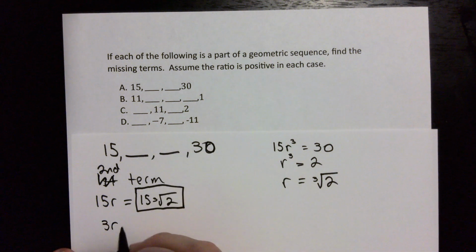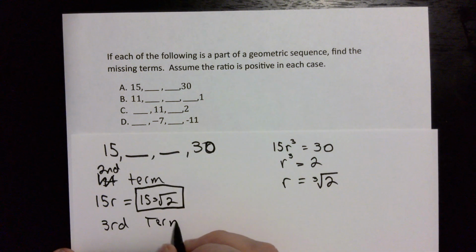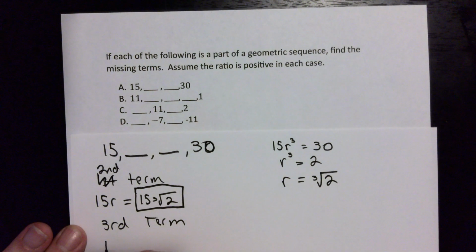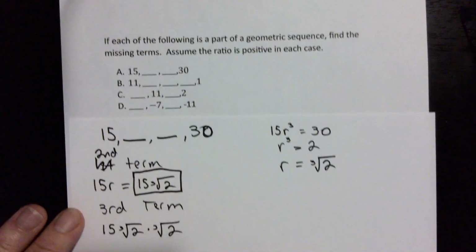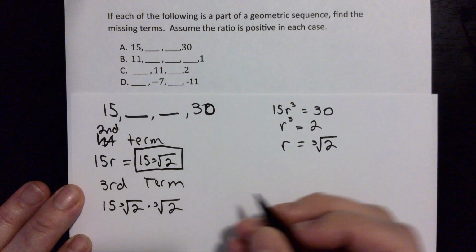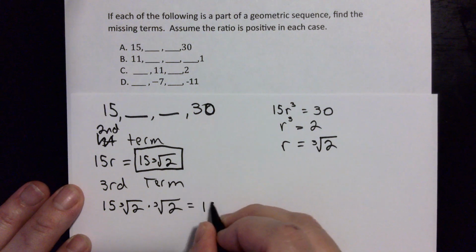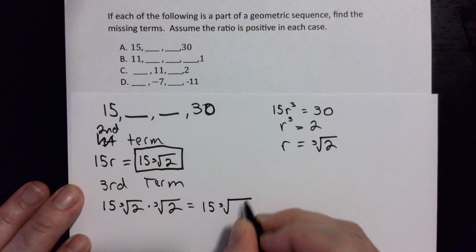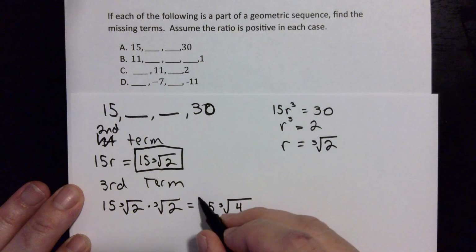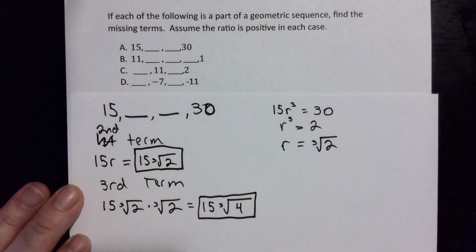Let's find our third term. To find our third term, we'll multiply the second term by r again. So I will multiply 15 times the cube root of 2 times r, which is the cube root of 2. Since we have 2 cube roots of 2, we can bring them together and make it a cube root of 4. So this turns into 15 times the cube root of 4, and that is our third term. Those are the two missing terms.